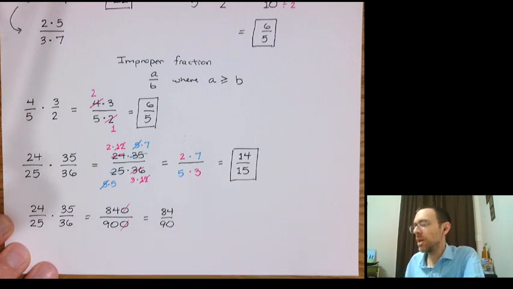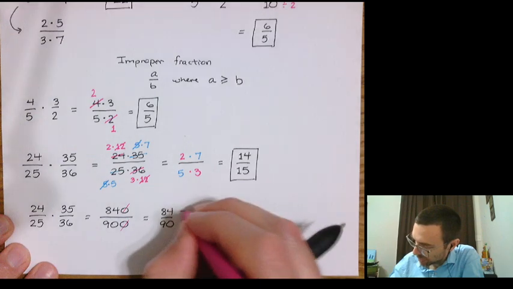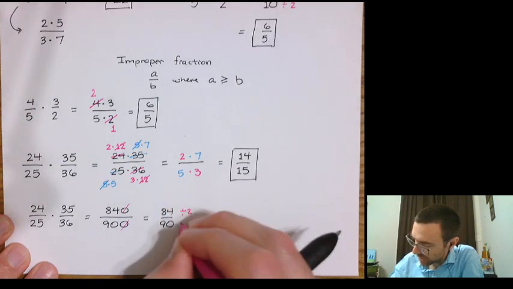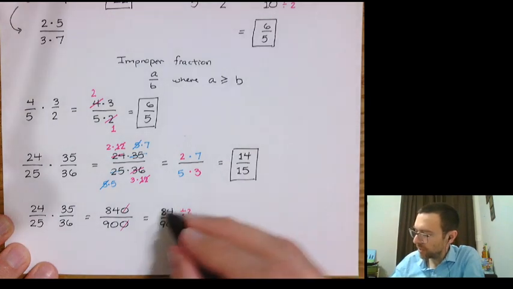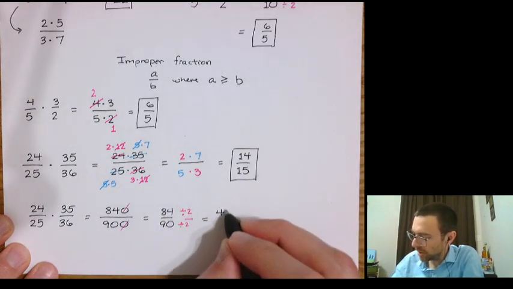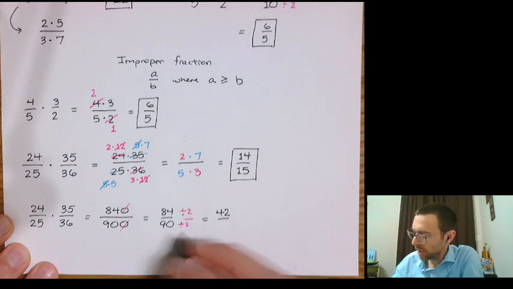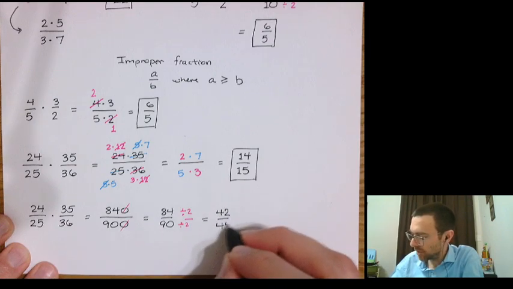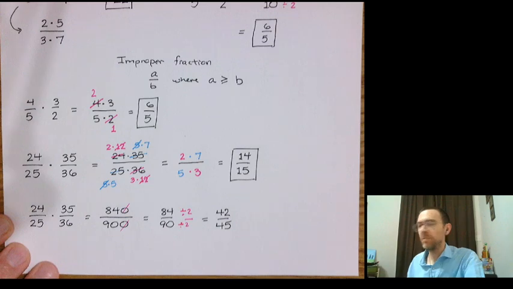If you can't see what the common factor is right away, like the greatest common factor, go small. We see that both of these numbers are even, so we can at least reduce by 2, and maybe that puts us in a better position. So 84 divided by 2 is 42. 90 divided by 2 is 45. Can things be reduced more? And the answer is yes.